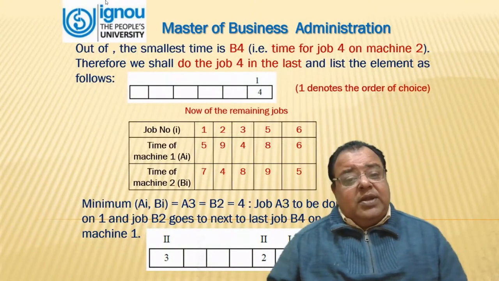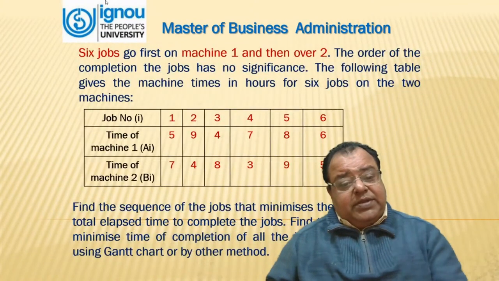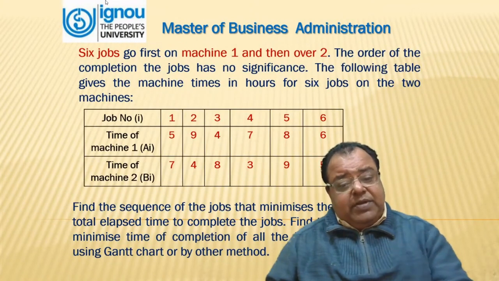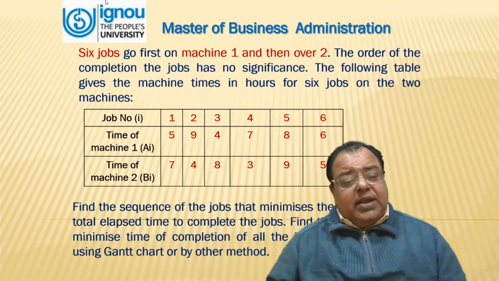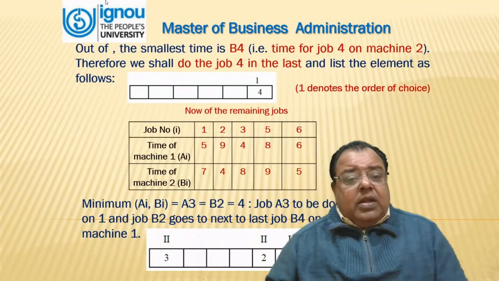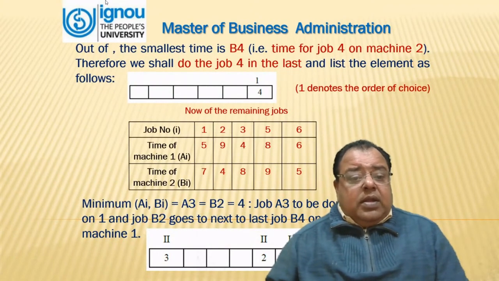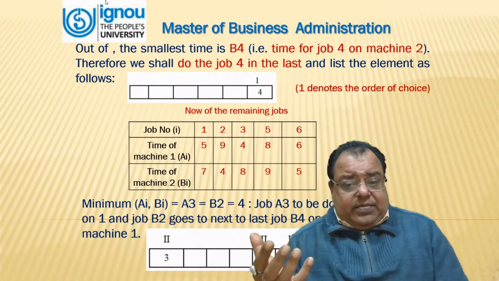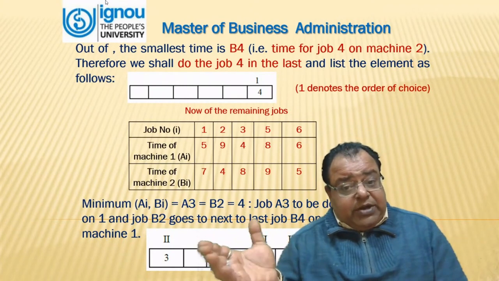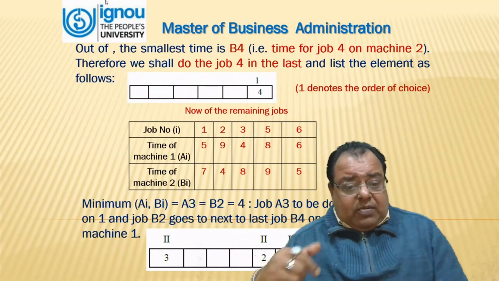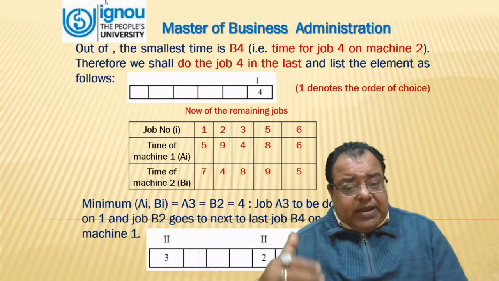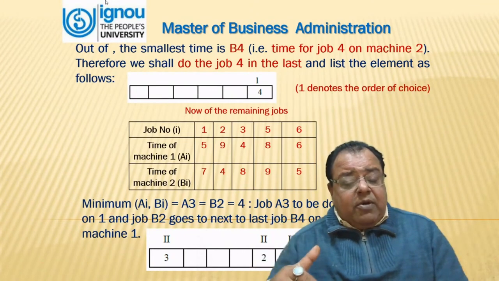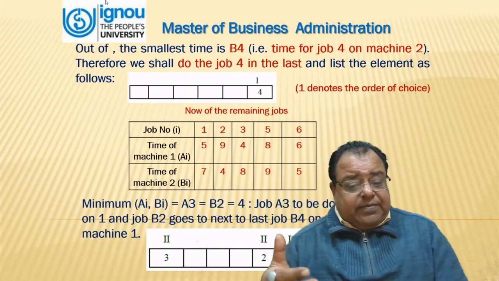find out the smallest time from the information given here. We can see the time 3 for job number 4. Therefore, we will be placing job 4 on machine 2 at the last. Now, we are left with this. Similarly, we are going to follow the minimum time first, depending upon the position of the machine.